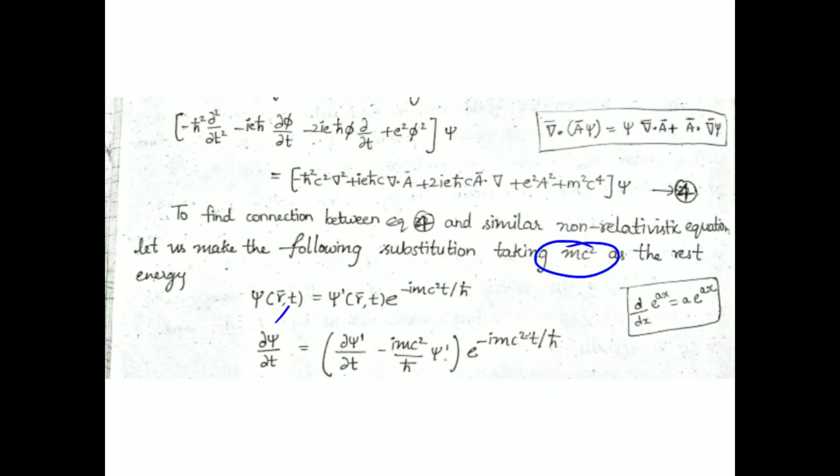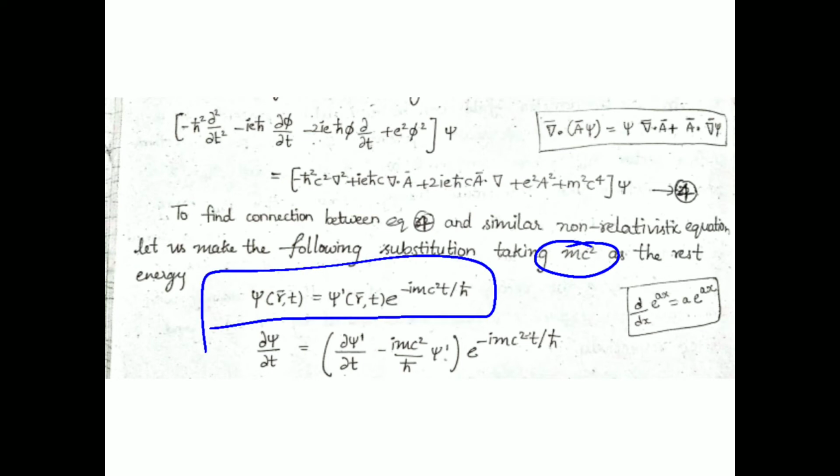So ξ(r, t) has to be replaced with ξ'(r, t) e^(−imc²t/ħ). This is the value we need to find out, −mc²t/ħ. It is just like mc²/ħ times t, and ν is nothing but 1/t, based on dimensional analysis. So we need to replace ξ with this term.